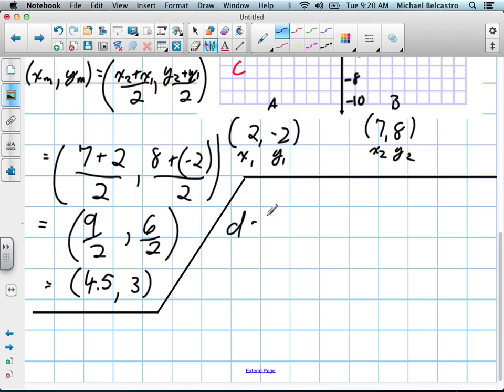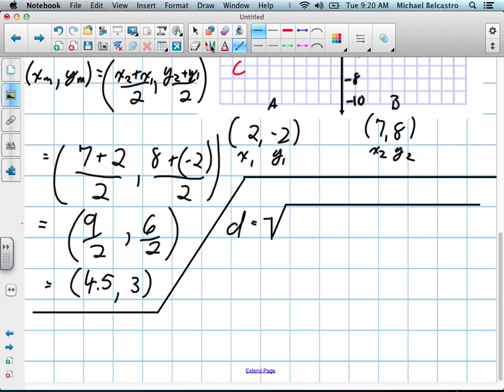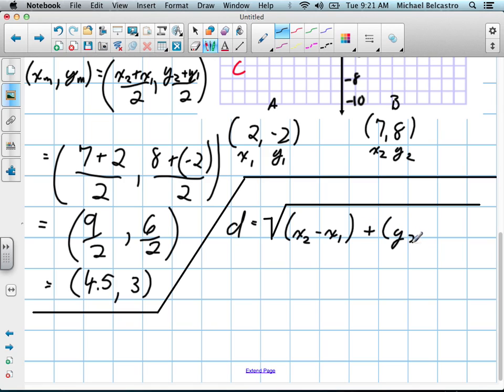Our distance formula, who knows it? D equals the square root of X2 subtract X1, plus Y2 subtract Y1. Close. Not the square. What goes in between them? Plus. Positive. Okay, good. Okay, so we have those.